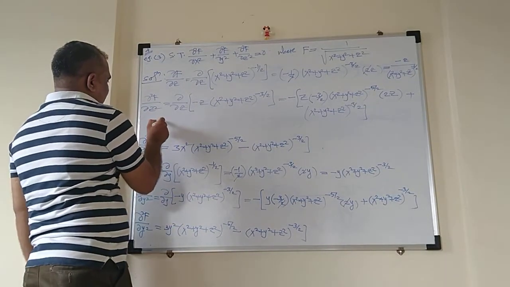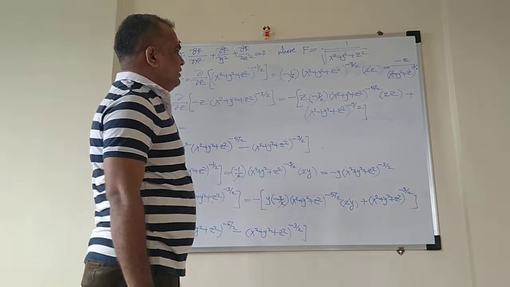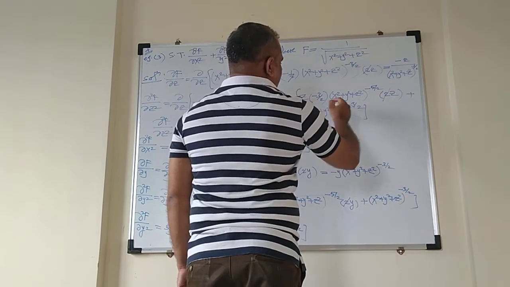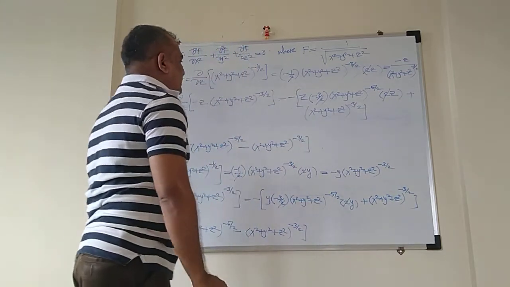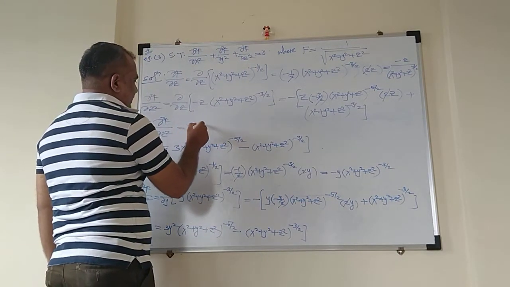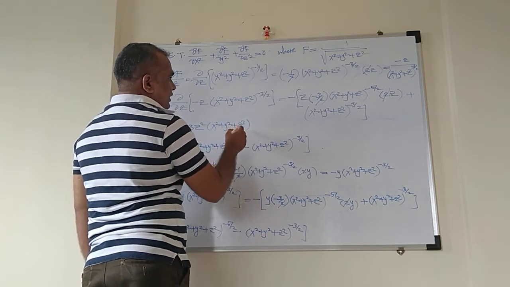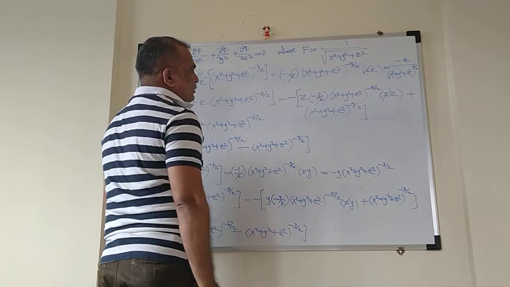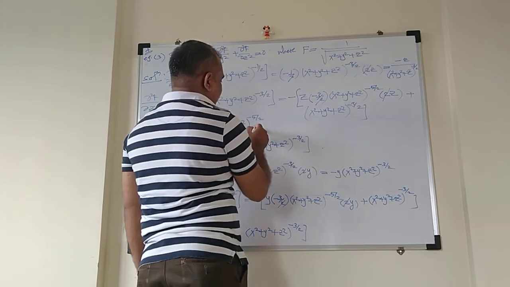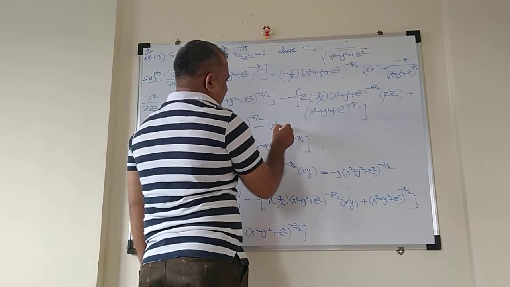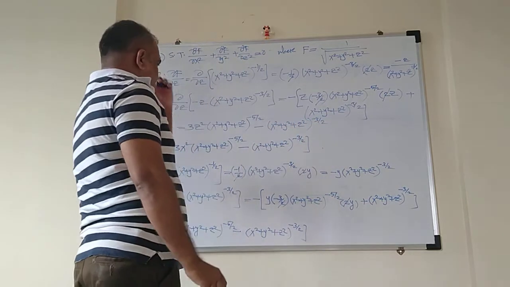If you simplify this, you will get dou 2f by dou z square. This is equals to, let us simplify this, and after simplification these two get cancelled with each other, and you will get minus 3z square. This minus and this minus will be plus. So this is nothing but 3z square into (x square plus y square plus z square) raised to power minus 5 by 2, and this is a positive sign. Once you take the negative sign inside, this will be a negative, minus (x square plus y square plus z square) raised to power minus 3 by 2.